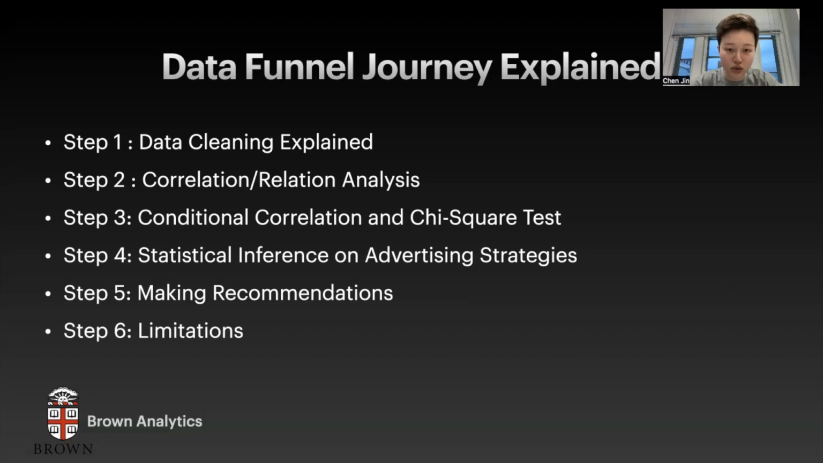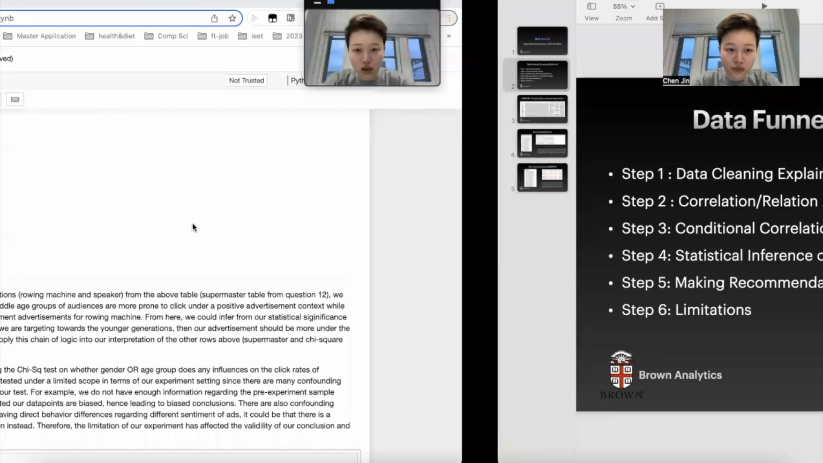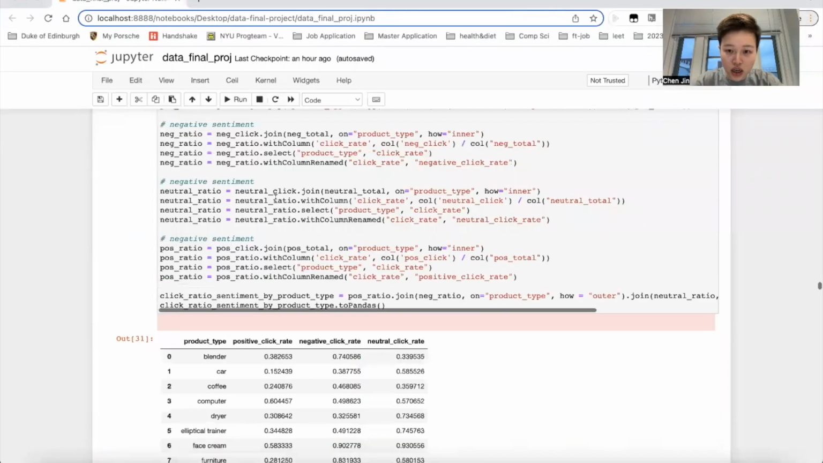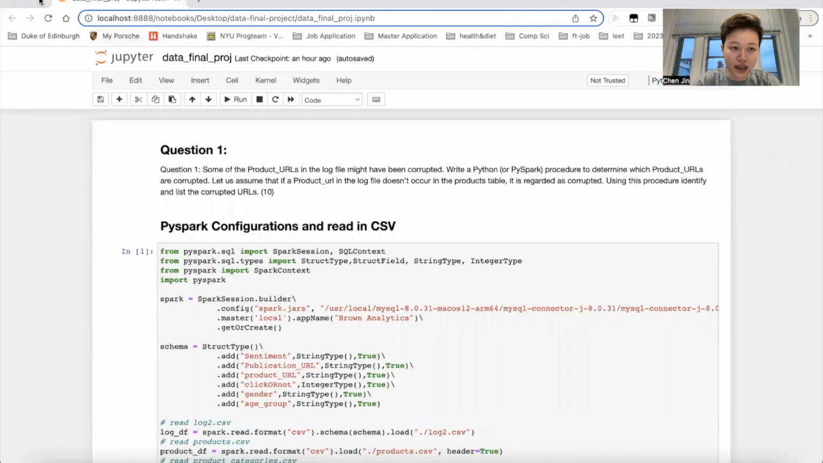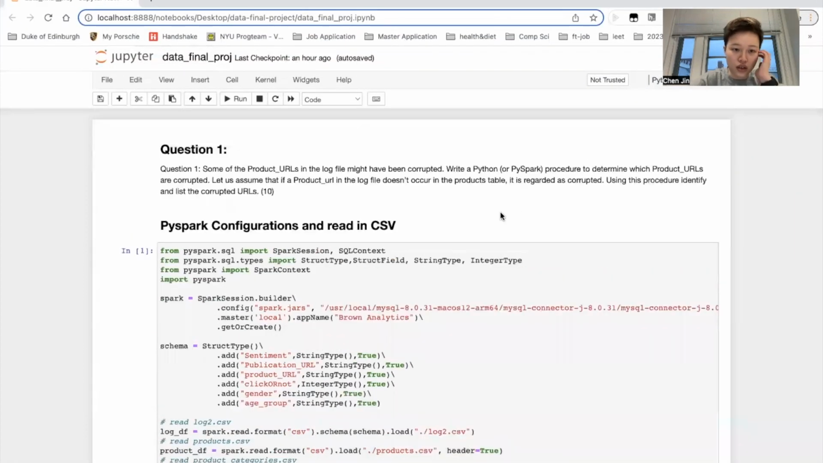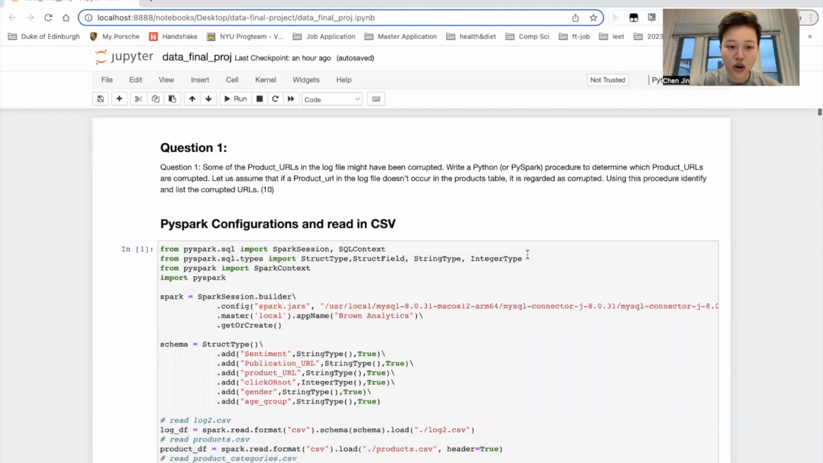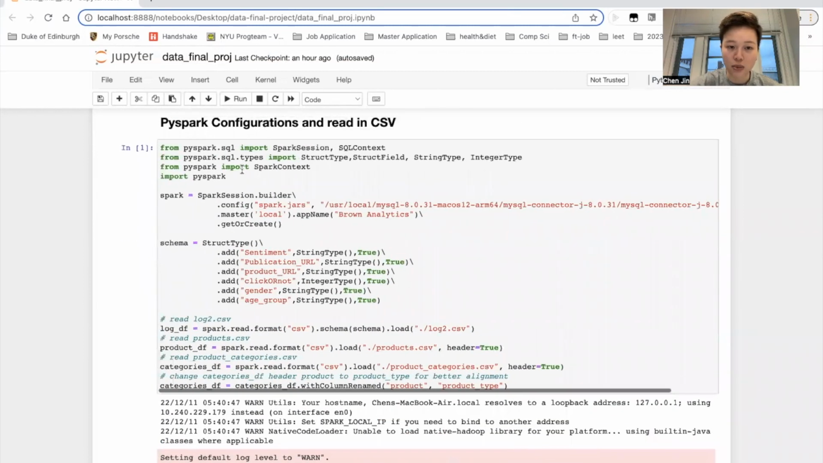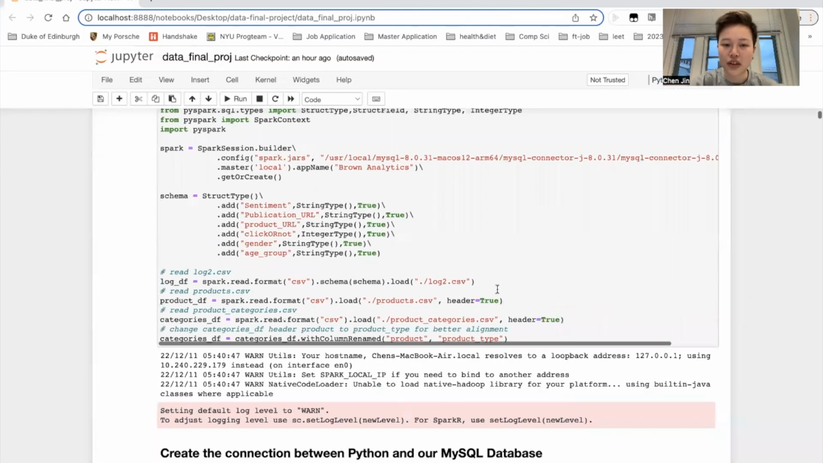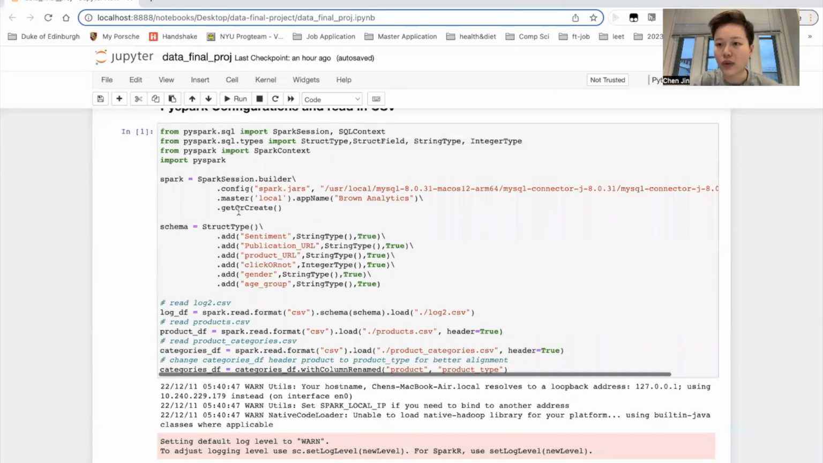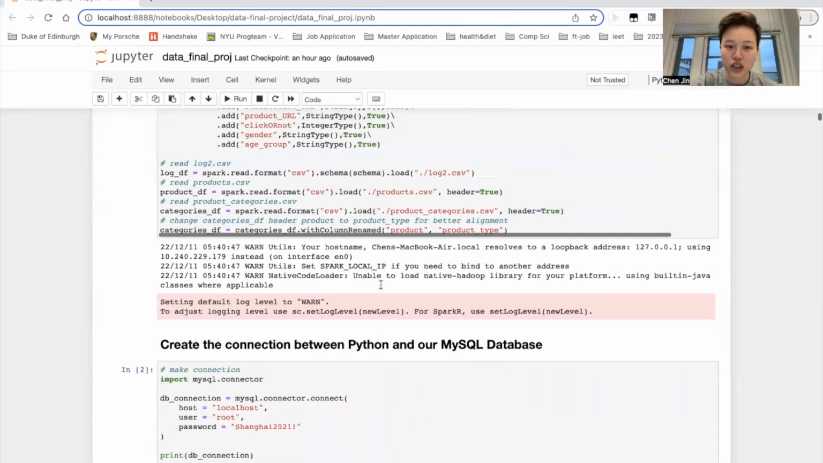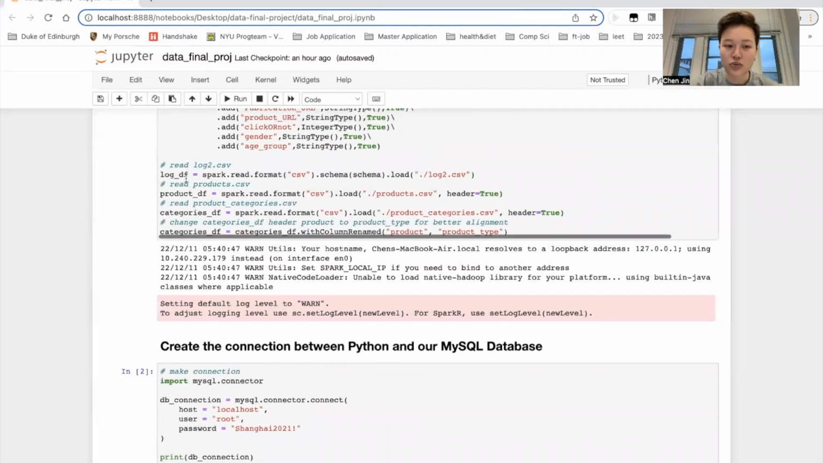So I am going to turn to our Jupyter notebook, which gives us a more wholesome view of the stuff that we have been doing. So first off, what we did was import our data set. I wouldn't really talk too much about this, but the technical stack that we are using is PySpark. So we are converting everything from CSV to PySpark, and then we're just reading the log2.csv into a data frame.